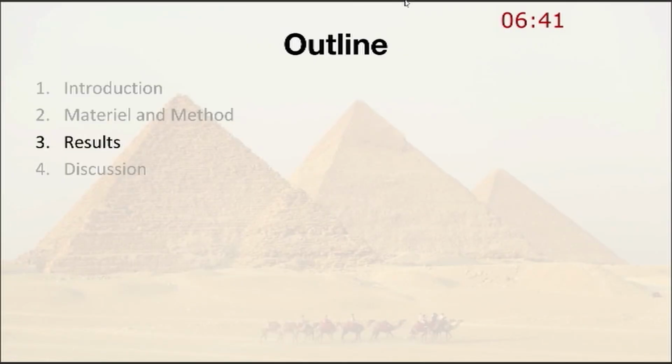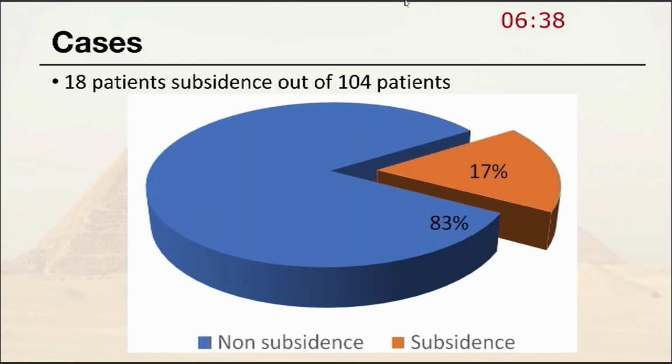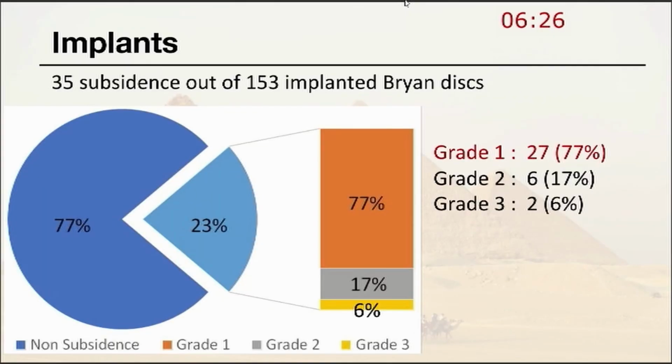Now let's move on to the next part, the result. Our findings reveal that 18 patients, accounting for 17% of the total cases, experienced implant subsidence during the follow-up period. Out of the 153 implanted discs, 35, about 23%, showed implant subsidence. Among these, nearly 80% were classified as grade 1, around 20% as grade 2, and only 6% as grade 3 subsidence.